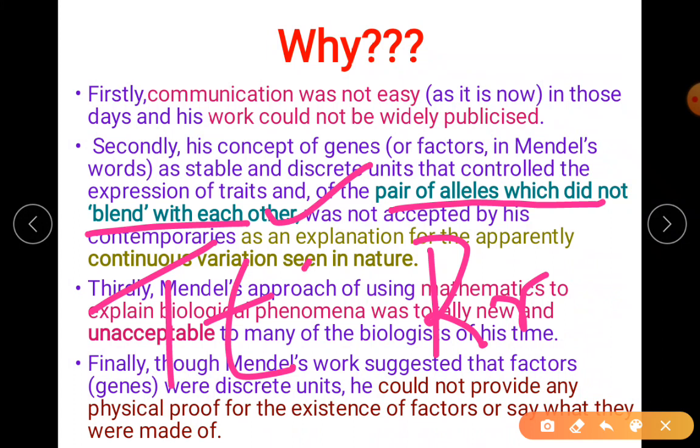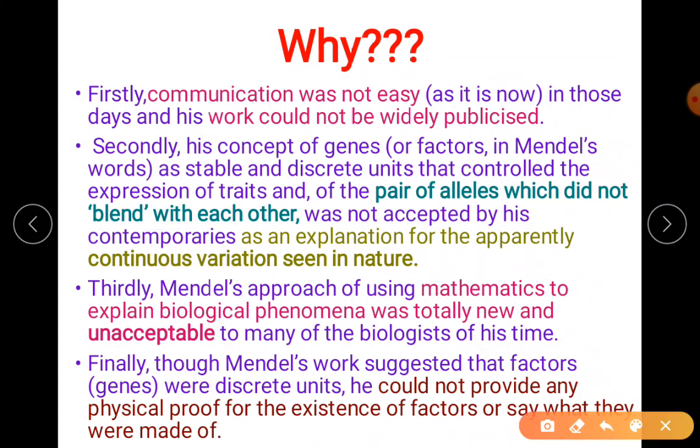So what could be the reason? Give us a proof. He could not explain that. So you have understood, I hope, because he is saying the concept of gene is stable, but still in nature you can find variation. Then the third reason is that mathematics explaining a biological phenomenon was totally new and unacceptable.